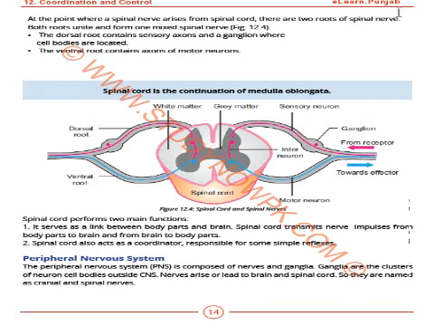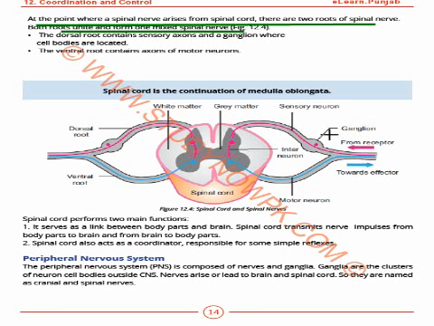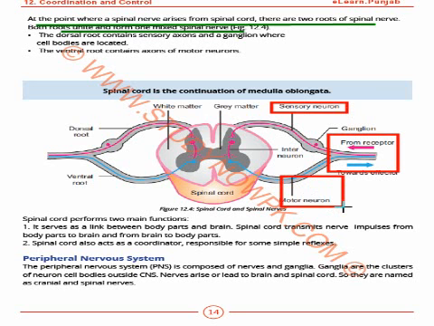At the point where a spinal nerve arises from the spinal cord, there are two roots of the spinal nerve. Both roots unite and form one mixed spinal nerve. See here, if you look carefully, they're talking about the roots which unite to form one mixed spinal nerve. Why mixed? Because it contains sensory nerves and also motor nerves. So these are known as the mixed nerves.